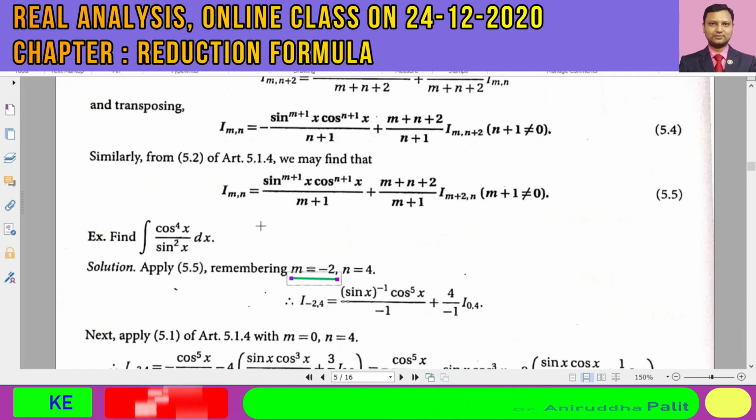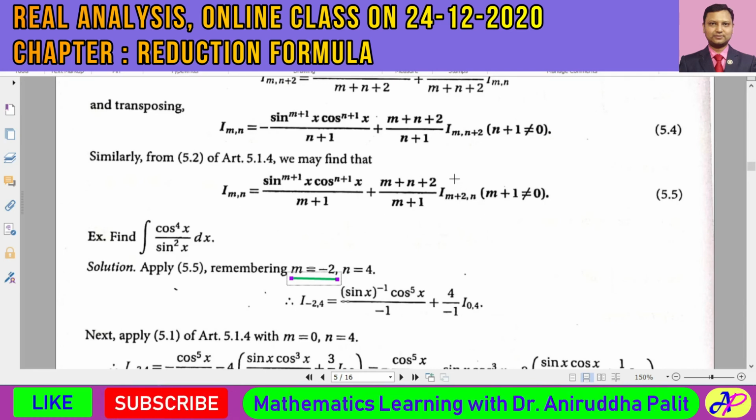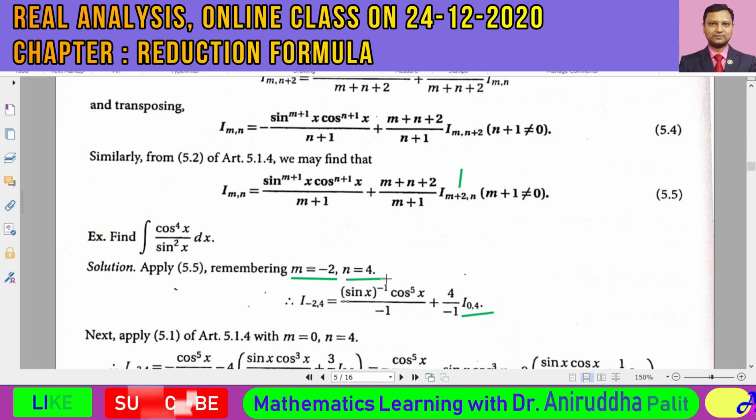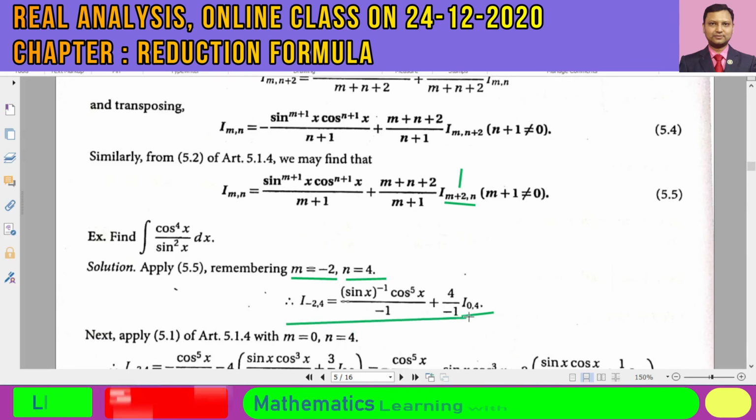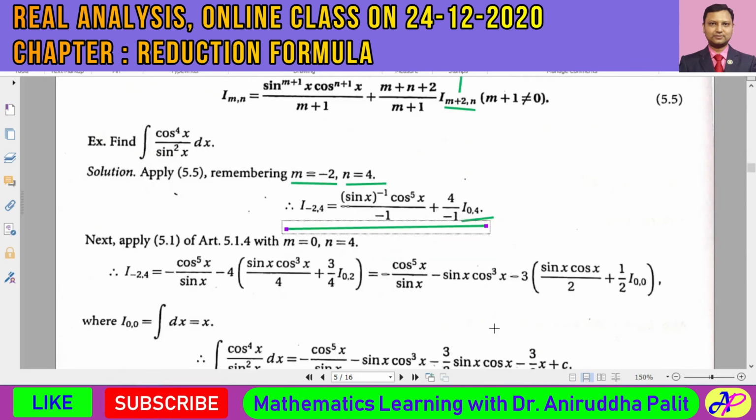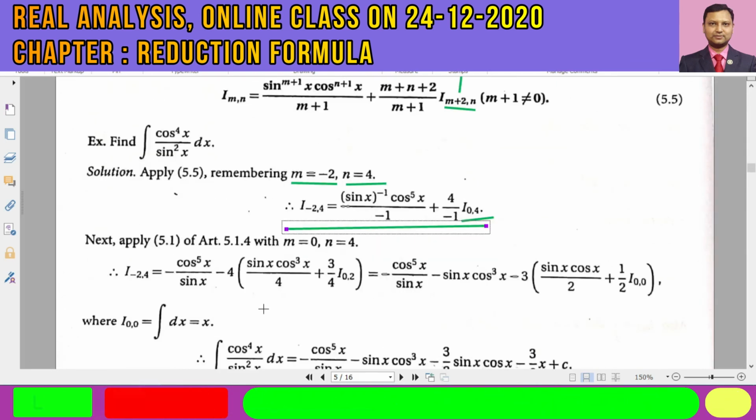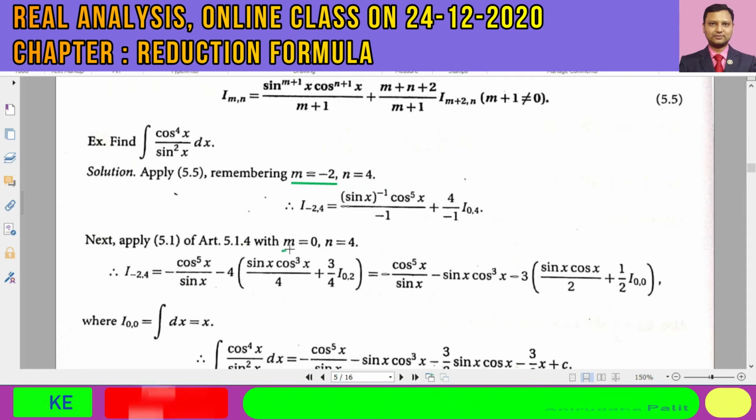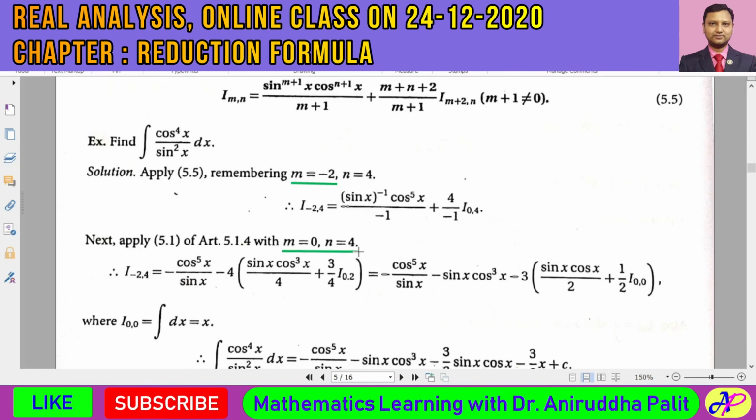So we are applying this formula, and ultimately if you put m is equal to minus 2 over here, then on the right hand side m plus 2 would be equal to 0. So we have I 0 comma n, that means n is equal to 4. So I 0 comma 4 would ultimately appear. Now over here you see, we have m is equal to 0 and n is equal to 4.